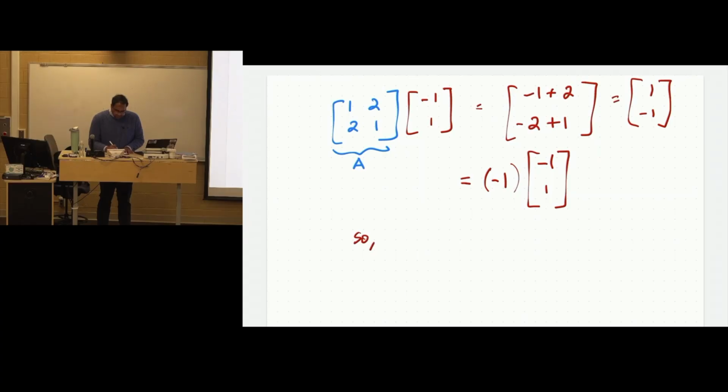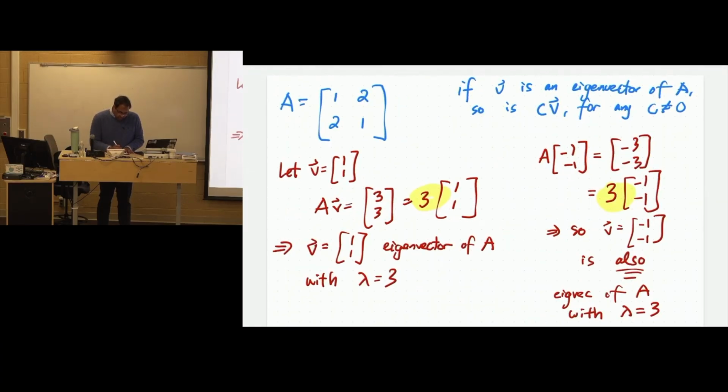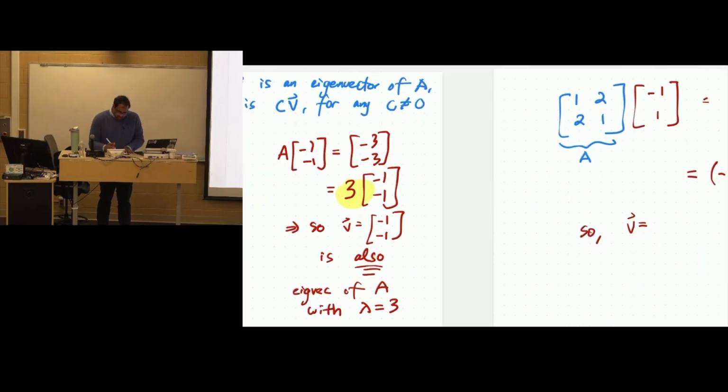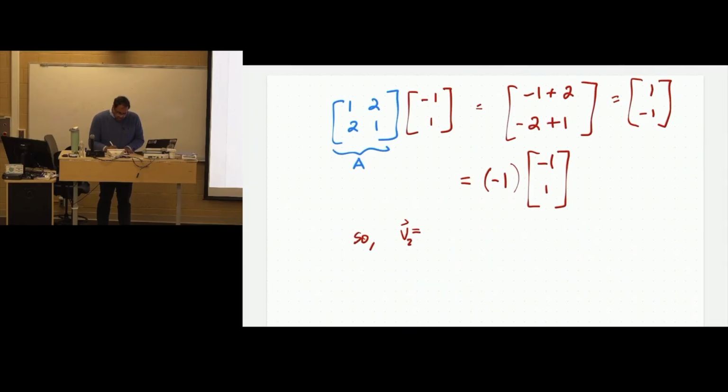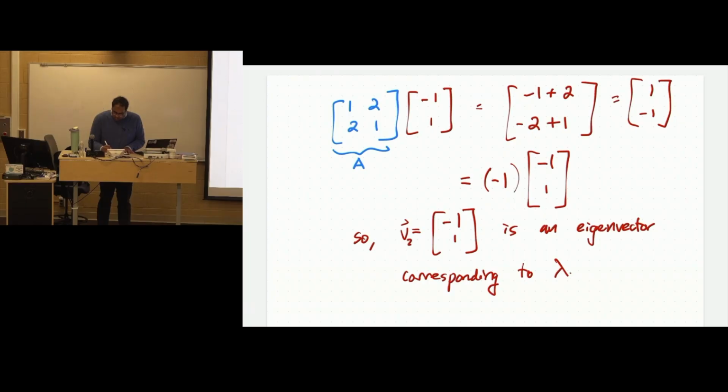So, why don't I call this V1 and lambda 1, and here I can call these V2 with -1, 1 is an eigenvector corresponding to lambda 2 equals -1.